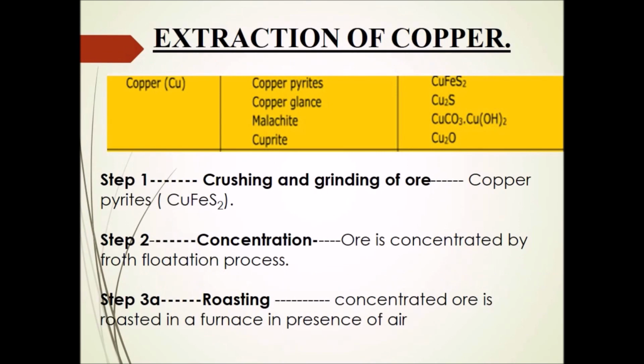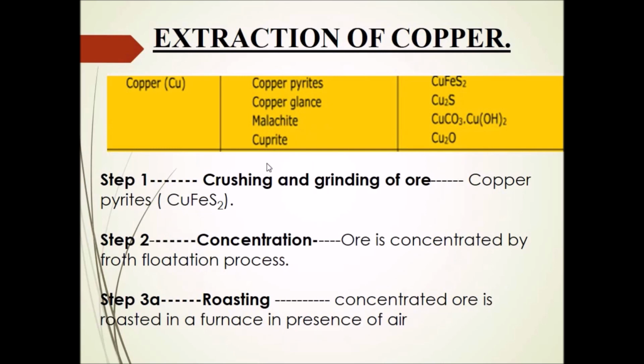The next metal to be extracted is copper. So now let us study the extraction of copper. And remember, this is an examiner's favorite. That is, you can expect a 3-marker question in your theory paper based on this extraction of copper. Now let us quickly check what are the ores of copper. The different ores of copper are copper pyrites, copper glance, malachite, cuprite.